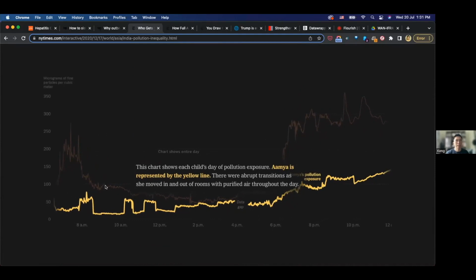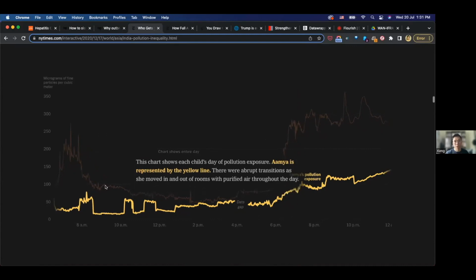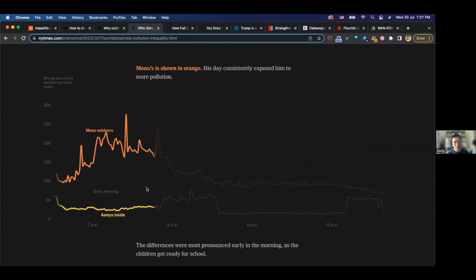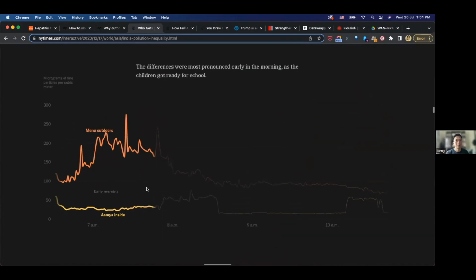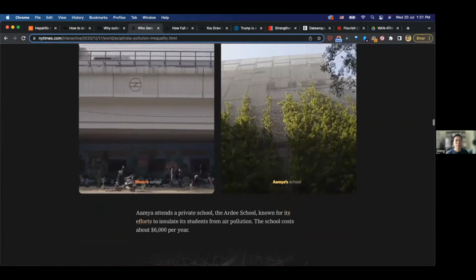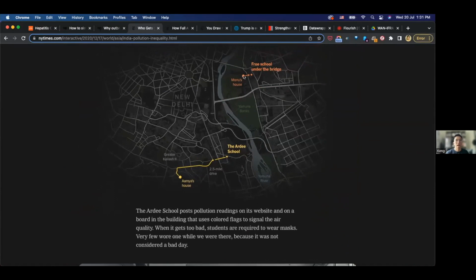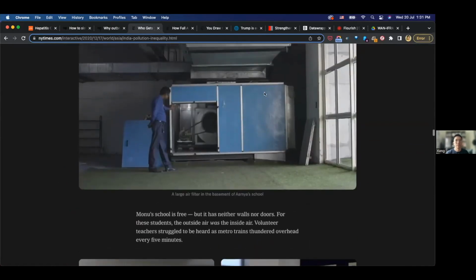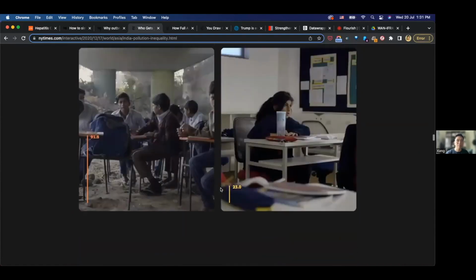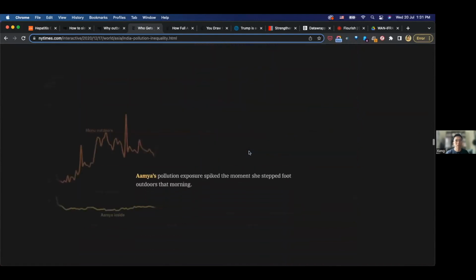They want to find out what is the gap between a wealthy kid and a poor kid in New Delhi, and what is the gap between them in terms of air pollution. Right, so you can see that there are human stories of kids. There are good videos showing their daily routine. There are also charts that show data. Okay, this is how they go to school. From the house to the school, and in the school of the rich girl, there's actually a large air filter in the basement. This is how their school conditions look.